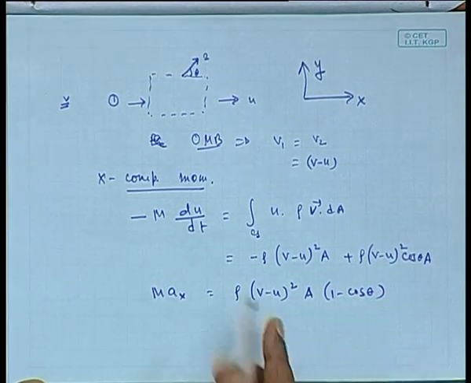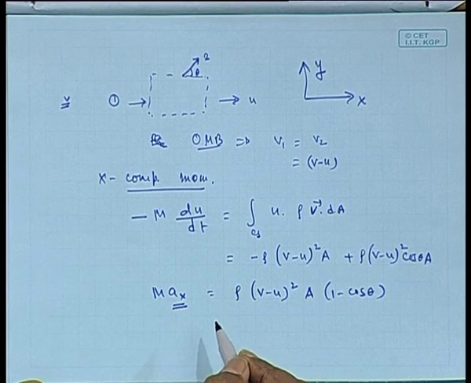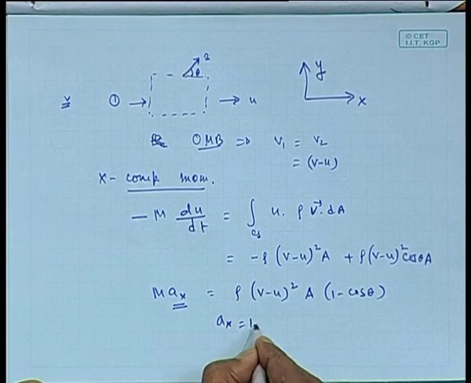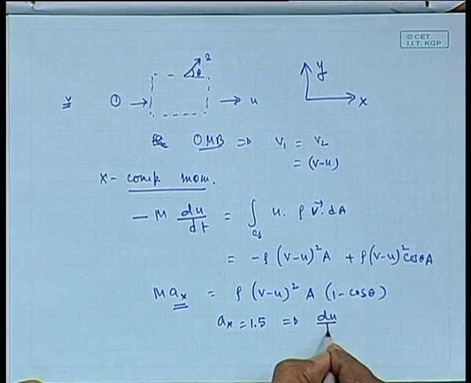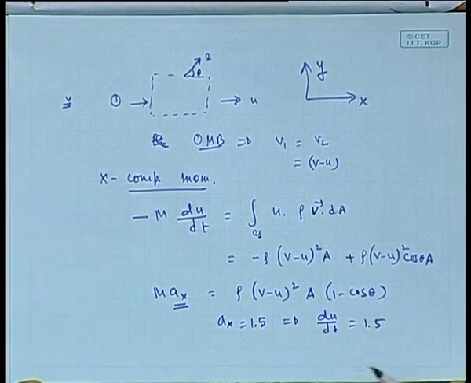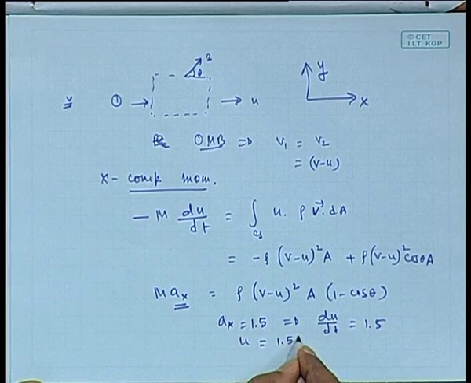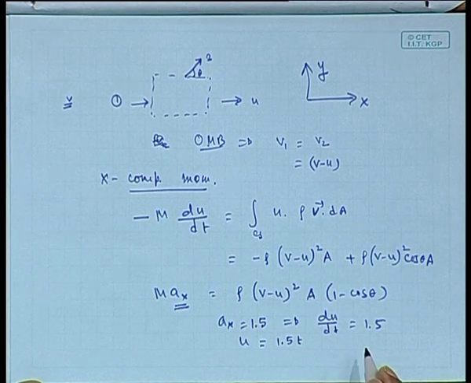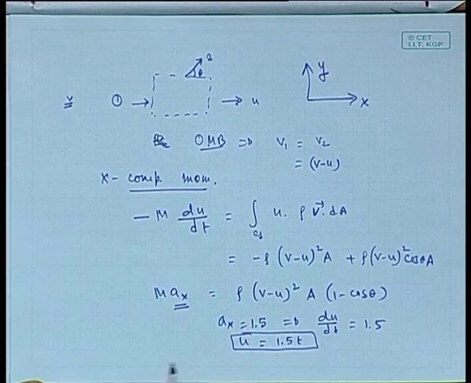Now, we would like to maintain this acceleration to be constant at a value 1.5 meter per second square. So, acceleration is constant, that is 1.5. So, this is nothing but du dt, right. So, u as a function of time becomes 1.5 t, because at time t equal to 0 there was no motion. So, u equal to 0 at time t equal to 0. Substitute there, you will be getting an expression of theta as a function of time.